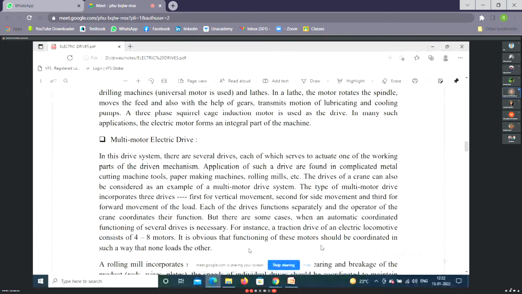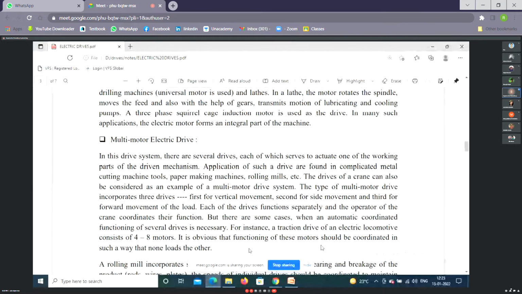There are some cases where sometimes this coordination is required, so it requires automatic control. But this crane is a semi-automatic device. That is, we have the operator who will decide which control has to be applied and when. So it is a semi-automatic device.